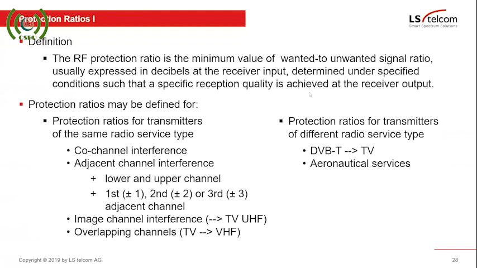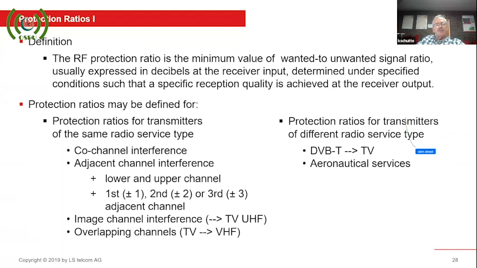Okay, so then, yes, we've mentioned protection ratios now a number of times. So the definition is the RF protection ratio is the minimum value of the wanted to unwanted signal, usually expressed in decibels at the receiver point. So that is the protection ratio that you will require to have reception at that point. It's determined by specific conditions, such as the specific reception quality that's achieved at the receiver point.